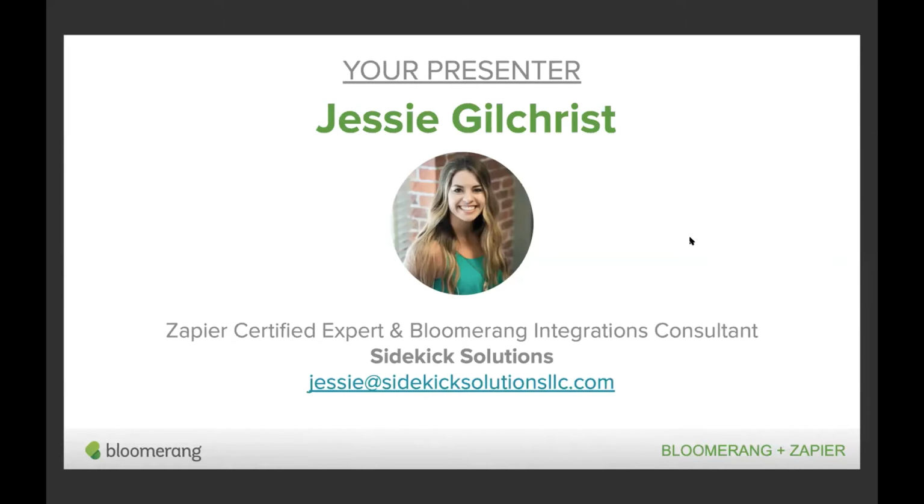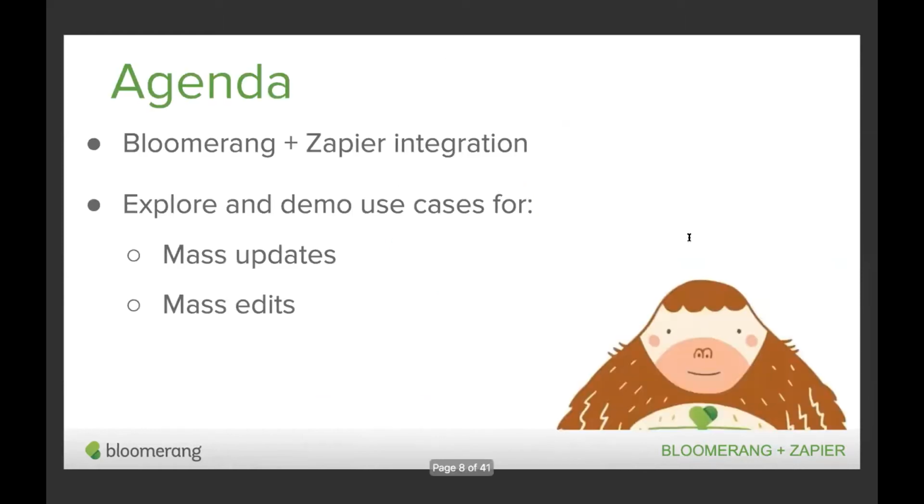So the goal of our webinar today is to show how Bloomerang integrations and workflow automation with Google Sheets can streamline processes, save you time, and reduce effort. So we're going to start by introducing Bloomerang and Zapier, how they work together, and why Zapier integrations should be a key feature of your Bloomerang system and fundraising strategy. And then we're going to explore and demonstrate how you can use the Bloomerang Zapier app with Google Sheets to perform constituent mass updates and mass edits.